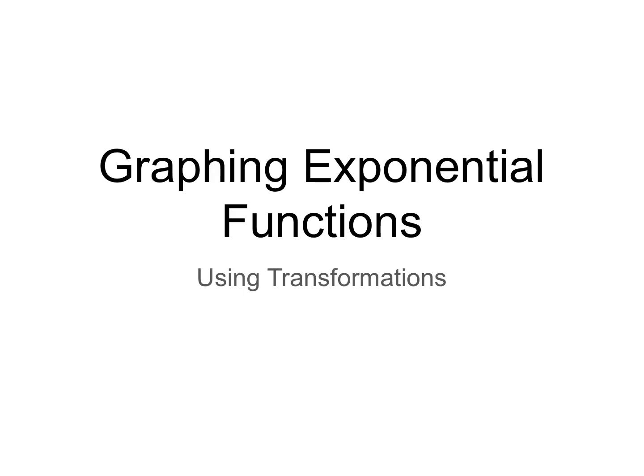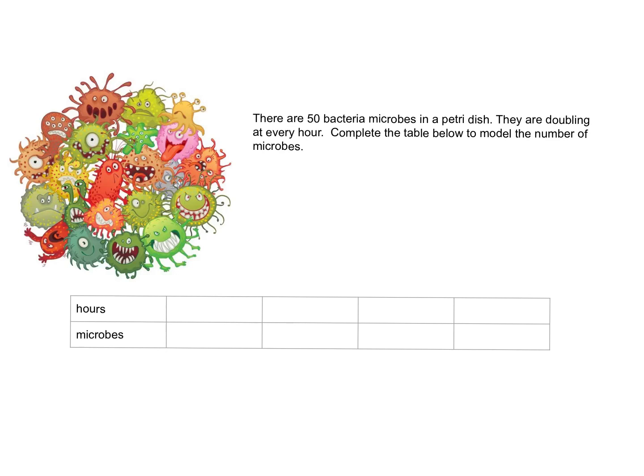In this lesson, we're going to learn how to graph exponential functions using transformations. Let's begin with this example where there are 50 bacteria microbes in a petri dish. They are doubling every hour. Complete the table below to model the number of microbes.